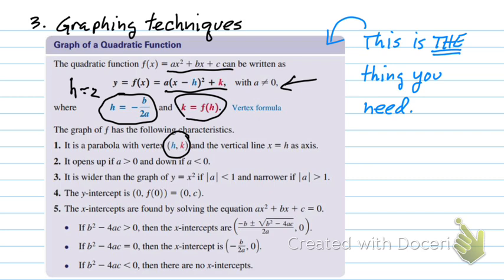All right, next thing. If a is bigger than 0, in other words, if a is positive, this parabola opens up, so both arms up. If a is negative, the parabola opens down. So if the parabola is opening up, we know the vertex is the low point. If it's opening down, we know the vertex is the high point.